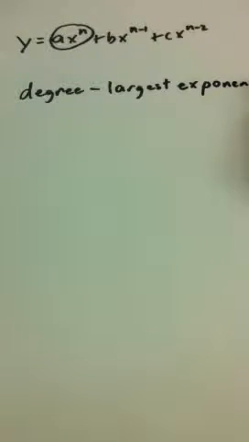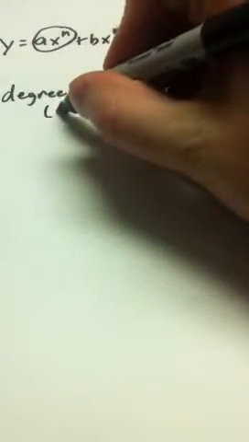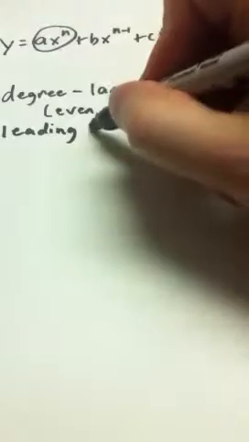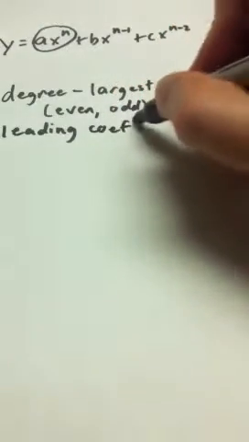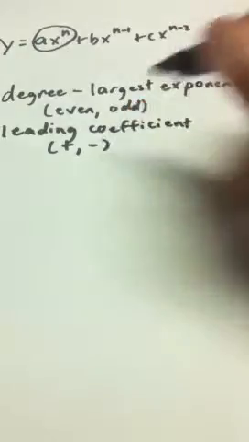We're going to really classify that two ways. It's either going to be even or it's going to be odd. Okay, so we're going to basically look at, is it even or is it odd? Second thing we're going to look at is our leading coefficient. So on that term with the largest exponent, we're going to look at our leading coefficient. And we're basically going to classify that two ways as well. It's either going to be positive or it's going to be negative.